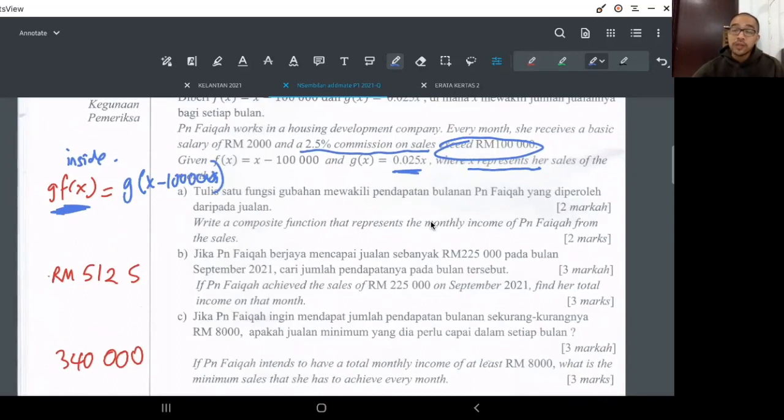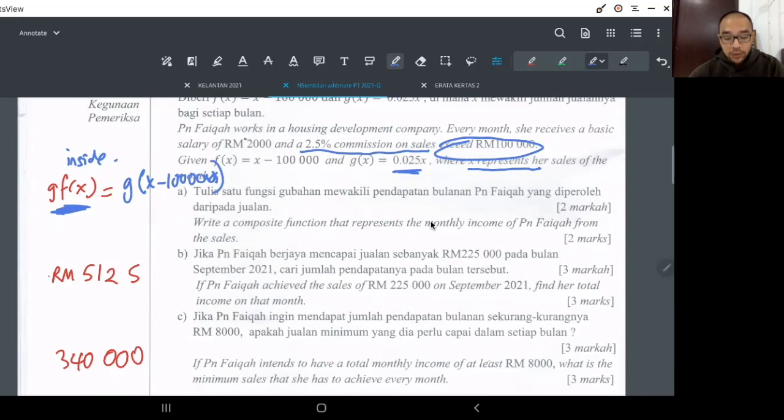Does it mean you cannot answer question B and C? No. Actually, the beauty behind this question is that you can still answer even if you don't answer question A. If Puan Faika achieved the sales of 225,000 on September, find her total income.